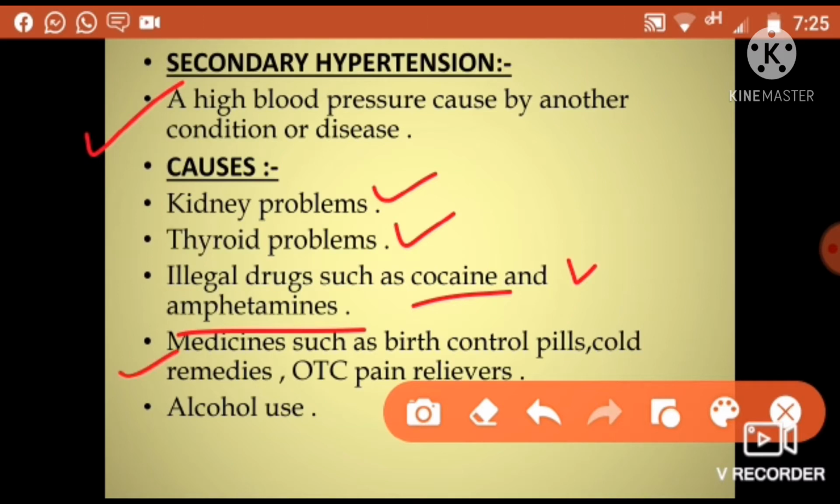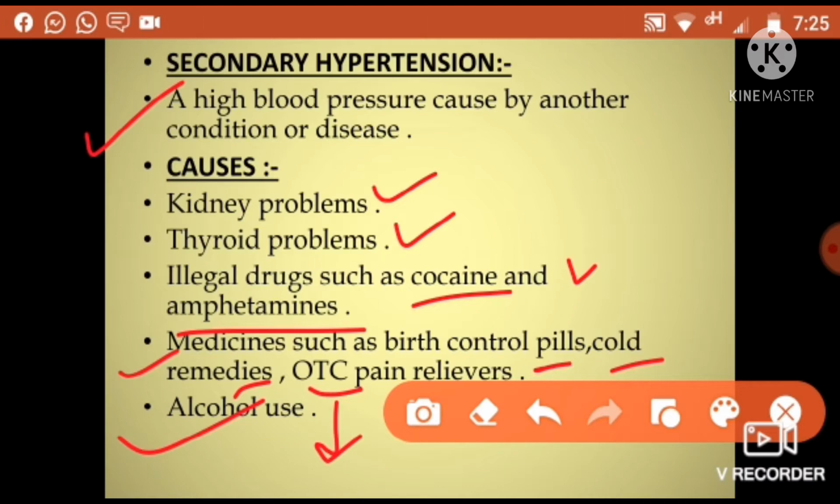Medicines such as birth control pills, cold remedies, meaning the flu, swine flu, and other cold and cough tablets or drugs. Birth control pills, if a pregnant lady or a lady who does not require any birth, may suffer from hypertension. OTC pain relievers, over the counter pain relievers, are like aspirin, which is present over the counter. Over the counter means the drug required without any physician prescription, without any pharmacist recommendation.